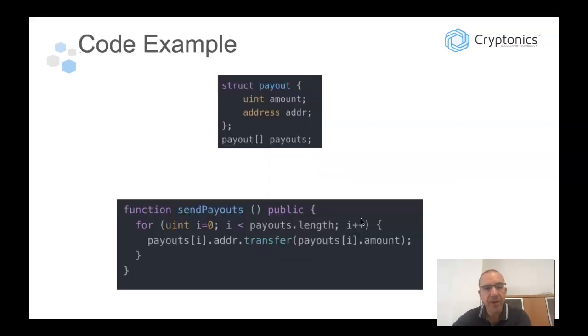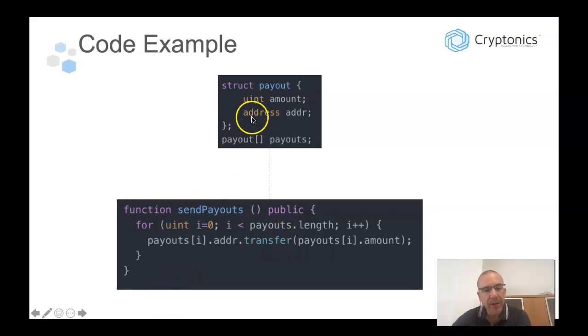This is a very typical example. Basically, the Ether is meant to be paid out to a number of users, and these payouts are stored in an array, a variable size array that can grow over time. And then there's a payout function that just iterates over this array and makes an Ether transfer here. Now this seems fairly straightforward, and at first sight there might not be any problem with that.